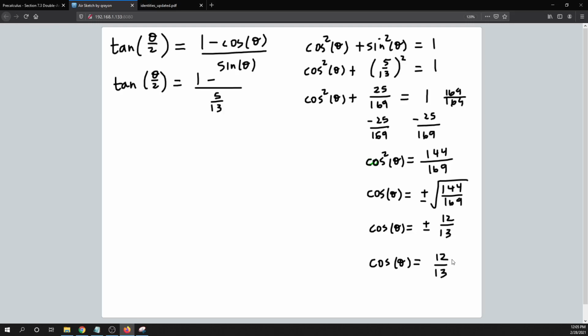All right, so now going back up here, we now have cosine theta. So all we've got to do is put that back into the half angle formula for tan, and then simplify that out as much as possible. So in the top part of the fraction, I have 1 minus 12/13, so getting a common denominator, which would be 13ths, I can write 1 as 13/13.